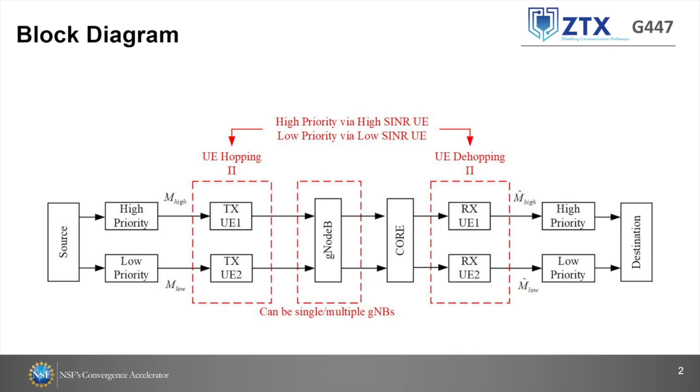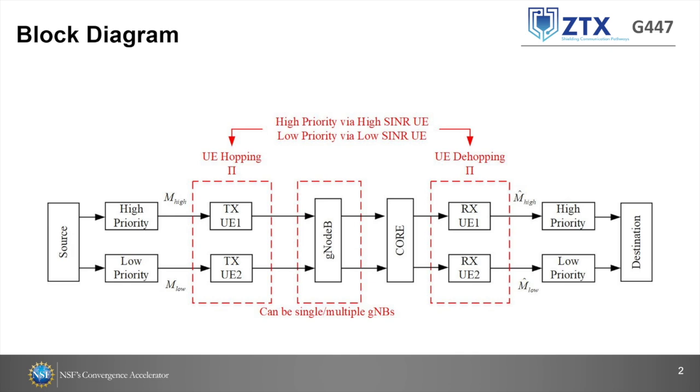Even when UEs are allocated to the same band, differences in interference and connection quality between two users still make UE hopping useful. You can see in the figure we have a high priority and a low priority message. An external device uses the state of the UE connections to determine how to route this message through UEs.